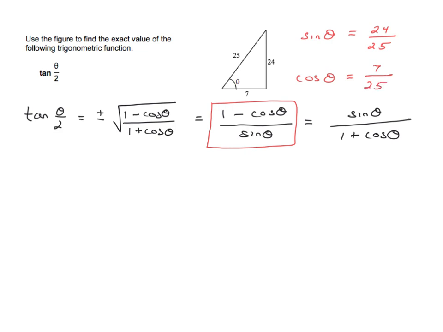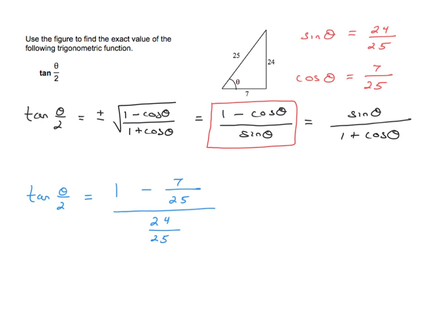This is all the information that we need to figure out tangent of theta over 2. I'm going to take this information here, plug it in here. This is what we get. Tangent of theta over 2 is equal to 1 minus 7/25, all divided by 24/25. And the rest is really just simplifying this down to one single either integer or fraction.